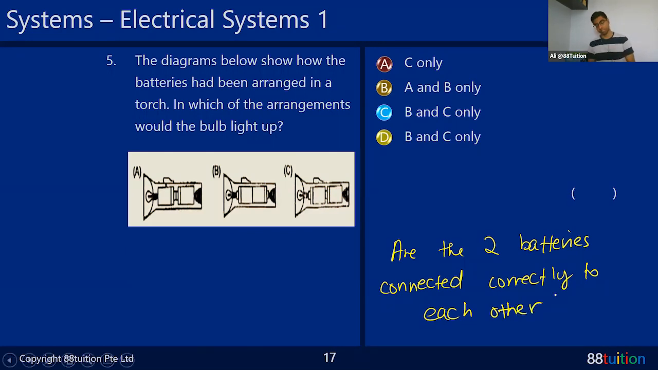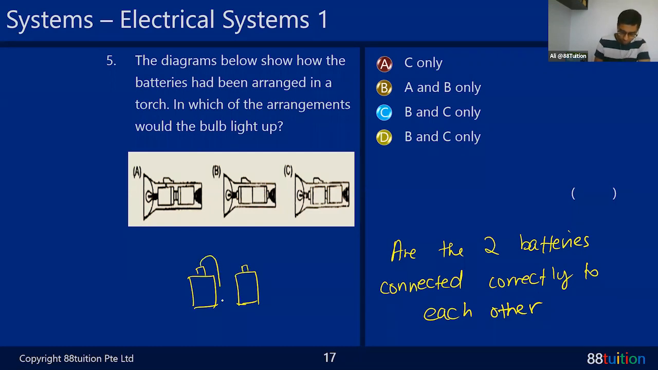Okay, to each other. What that means is, when you have two batteries and you want to connect them by wire, positive must go to negative. Then positive must go to the bulb. Then from the tip, it must go back to the negative. Can you see? So therefore, this must be positive and the connection here must be negative.